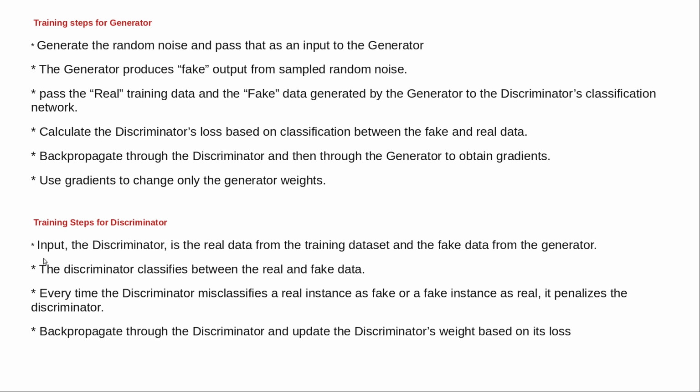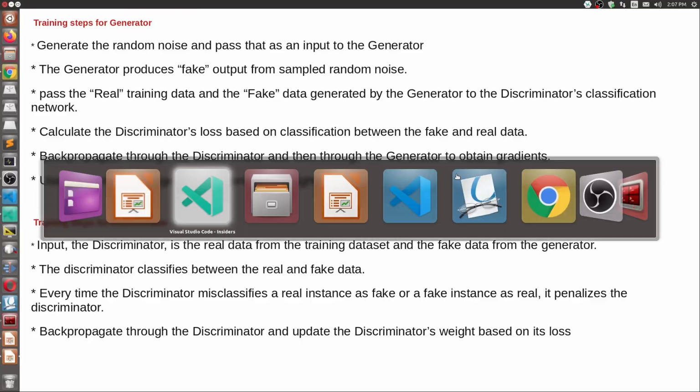Under the discriminator, by convention, many people start with the discriminator within the training class, and that's what I will do as well. So it will start with the input. The discriminator will get its input as the real data from the training dataset and also the fake data from the generator. Then the discriminator classifies between real and fake data. Every time the discriminator misclassifies a real instance as fake or a fake instance as real, it penalizes the discriminator. That is, the loss will increase. And then it backpropagates through the discriminator and updates the discriminator's weights based on its loss. So let's implement that, and then before implementing the generator, we'll look into these other guidelines.